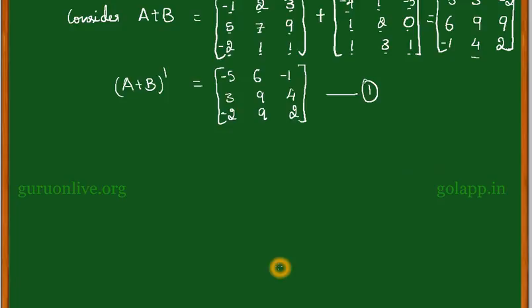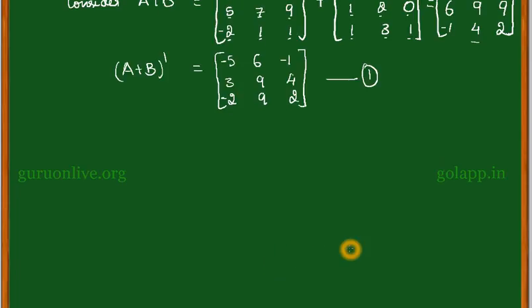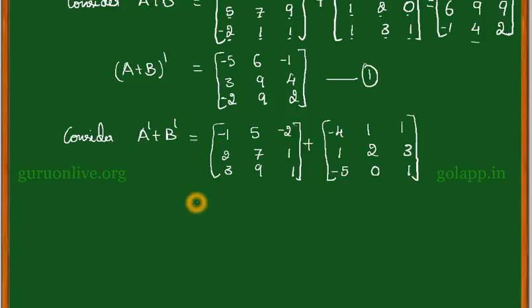So this is your LHS. In RHS we have A transpose plus B transpose. So consider A transpose plus B transpose. Initially we have found A transpose and B transpose. Let me add these two matrices.